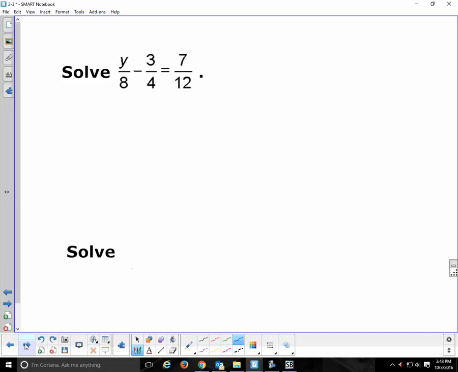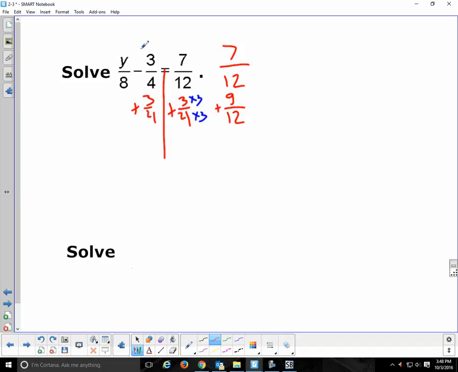y divided by 8, remember y eighths is the same as y divided by 8, minus 3/4 equals 7/12. That's a lot of fractions. Well, let's start looking at it. I am going to have to add, because there's minus 3/4 here. So I'm going to have to add 3/4. But if I'm going to add 3/4, I do need to have common denominators. 12 seems like a good common denominator. So I'm going to do times 3, times 3. And I'm working through this kind of quickly, simply because we've already talked about how to get common denominators.